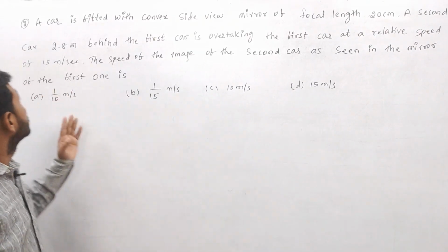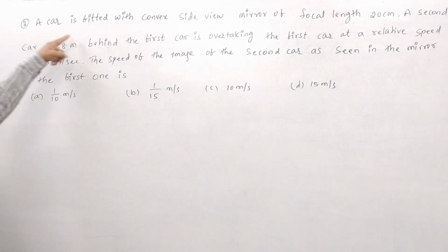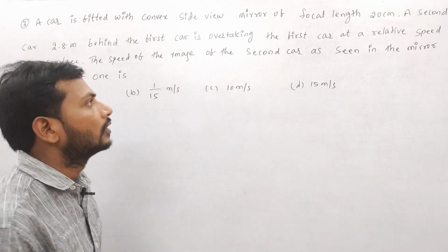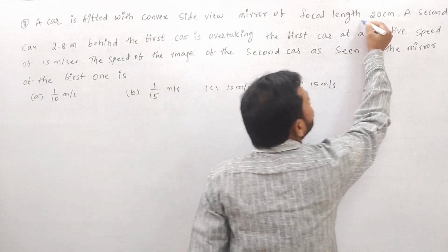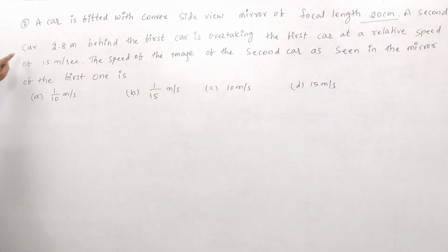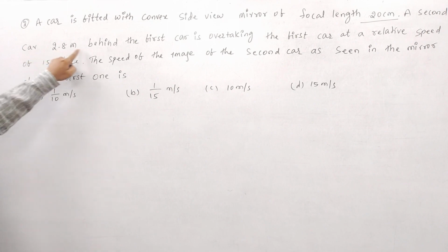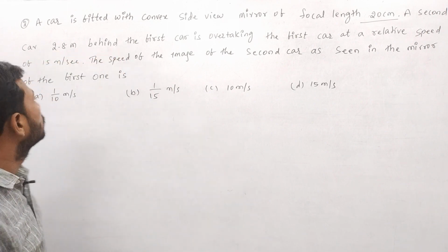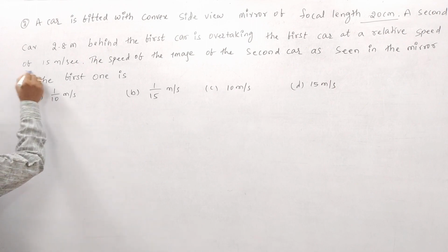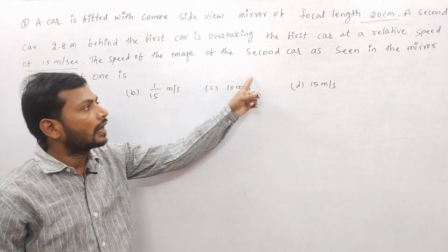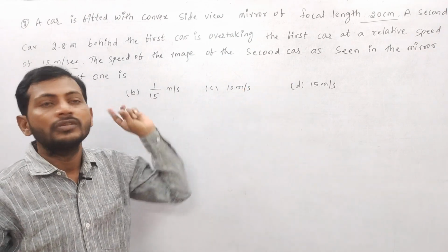Okay, second question. A car is fitted with a convex side view mirror of focal length 20 centimeter. A second car 2.8 meter behind the first car is overtaking the first car at a relative speed of 15 meter per second. The speed of the image of the second car as seen in the first mirror is?